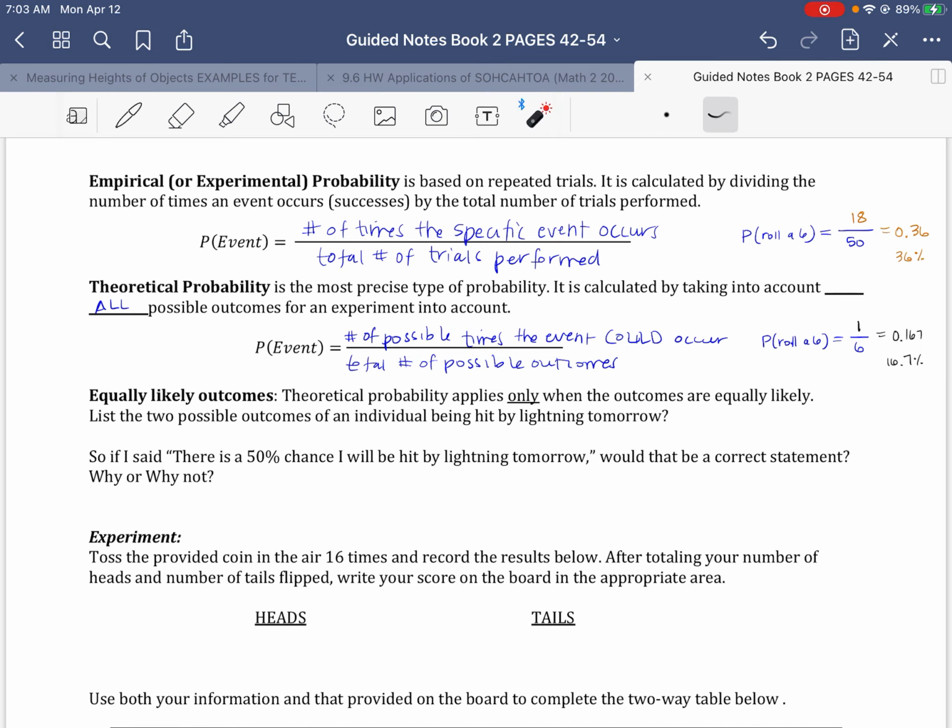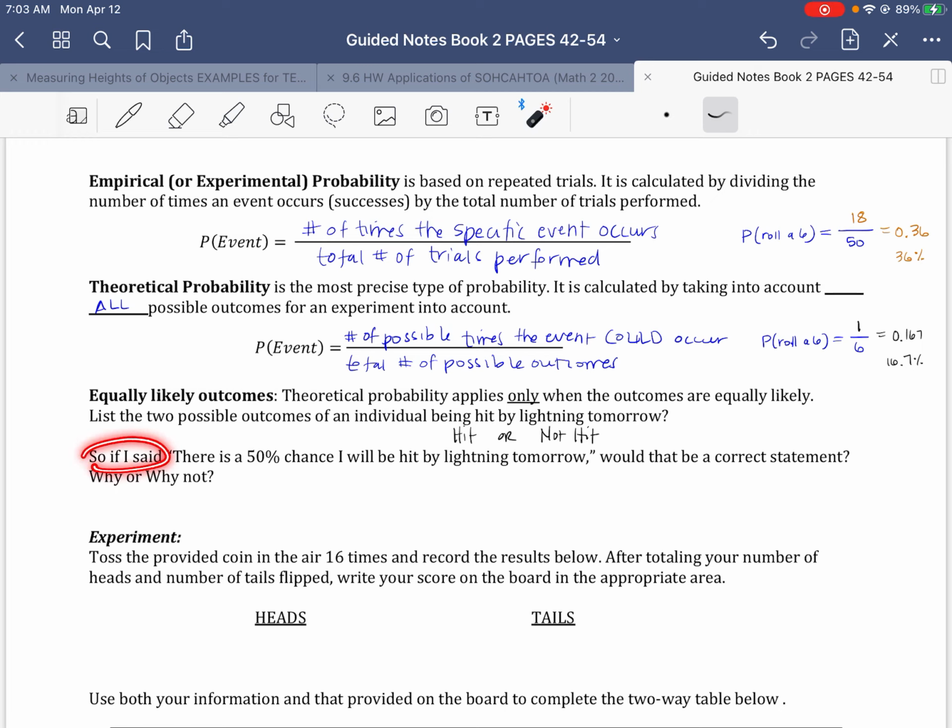Now, theoretical probability, standing back and calculating that, it really only works if the outcomes are equally likely. So when we talk about equally likely, is it just as likely that I roll a 1 as a 2, as a 3, as a 4? If it's a weighted dice or a weighted coin, that changes things. When we talk about equally likely outcomes, you can think about it like this. This says list the 2 possible outcomes of an individual being hit by lightning tomorrow. So the possible outcomes are either you're hit by lightning or you're not hit. There's no partial hits.